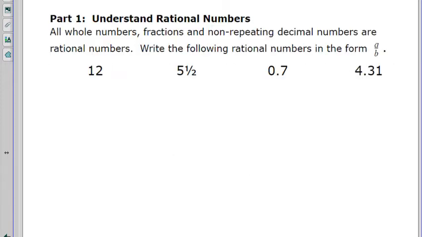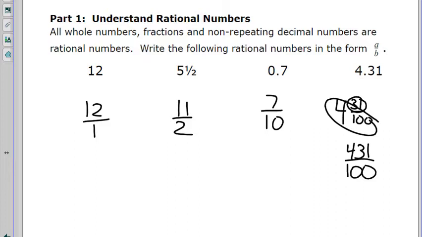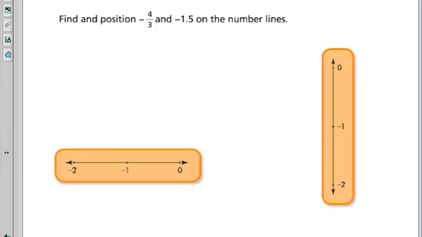So here we go. Here's more practice. Write the following numbers as rational numbers. So 12, again, 12 over 1. 5 1/2. 2 times 5 is 10, plus 1 is 11 halves. 7/10, just like it sounds. And 4 31 hundredths, which can be written as 431 hundredths. They're all rational. One thing you'll be asked to do is to write rational numbers on number lines.